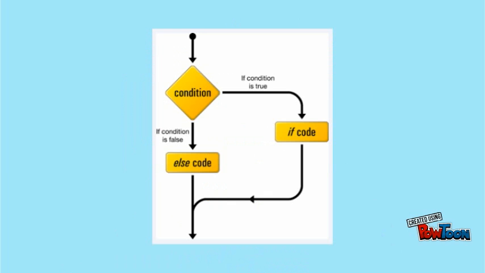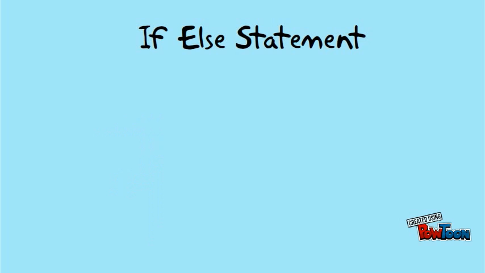More often than not, the computer needs to know what to do if the conditional is false. That's where the else code comes in. An if-else statement allows the computer to test a condition and execute a chunk of code if it's true, or execute a different chunk of code if it's false.